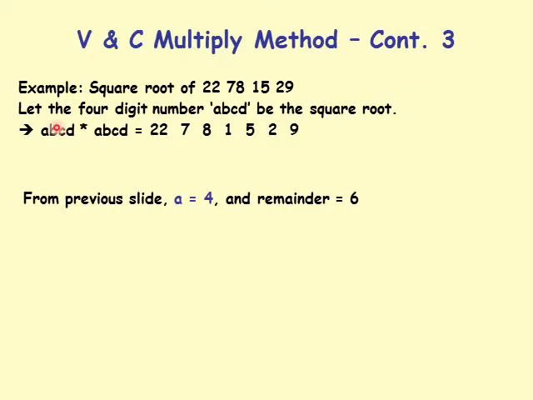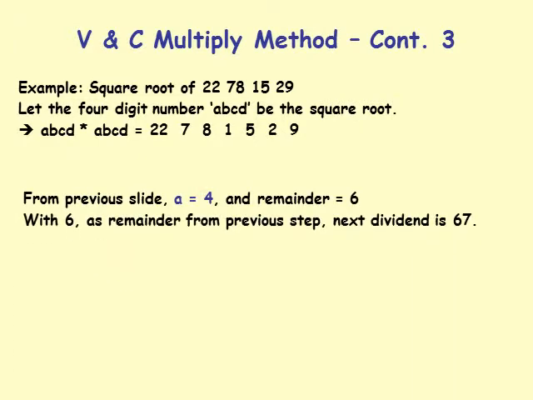So far, the problem is ABCD times ABCD is 22781529. A is 4 and the remainder is 6. We have leftmost digit 4. Now with 6 as a remainder from the previous step, the next dividend is 67.